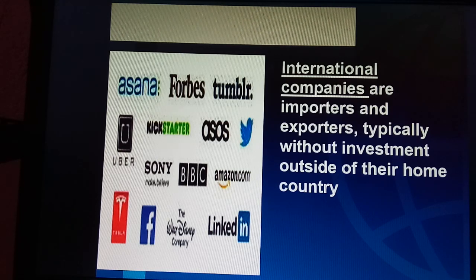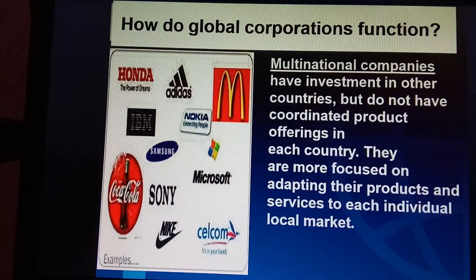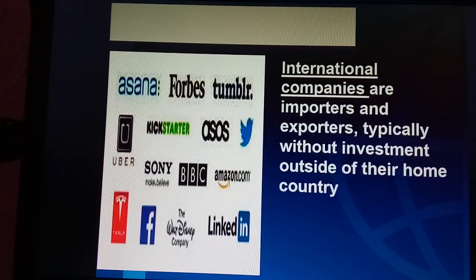So we have international companies. International companies are importers and exporters typically without investment outside of their home country. Okay, you can see the examples there. Sony, BBC, Facebook, LinkedIn, Walt Disney, Uber, Twitter, ASOS, okay, Forbes, Tumblr. Okay, international companies, they are engaged in imports and exports, but they have no investment outside of their home country. So, if these are within USA, they just import and export, but the operations is just within USA.